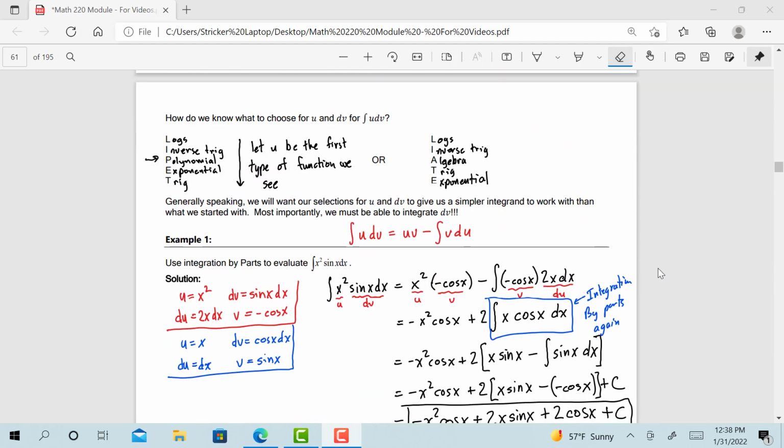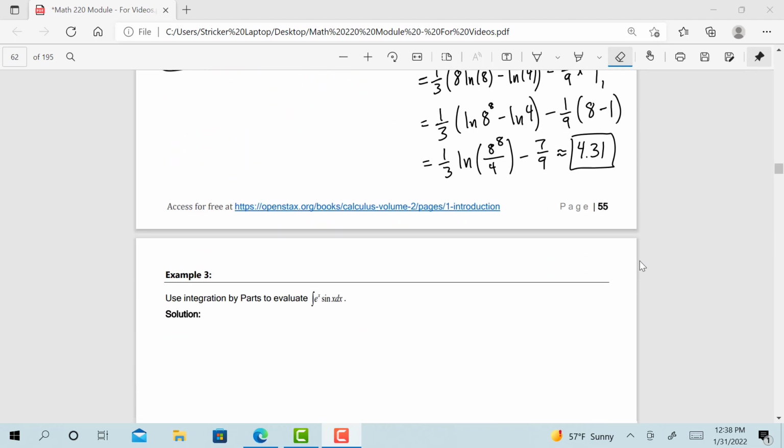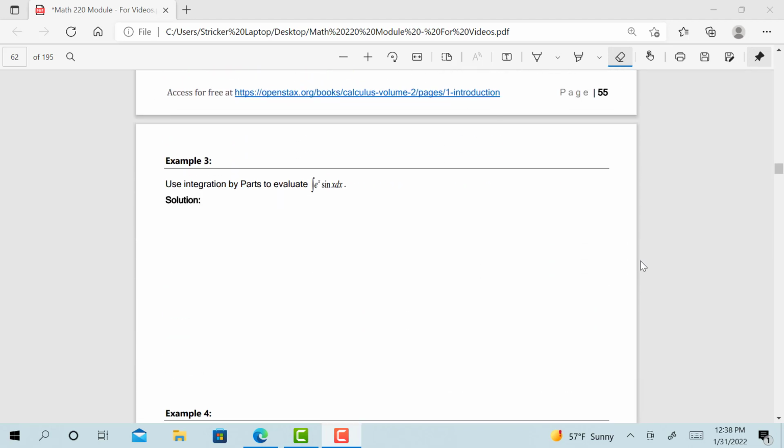And if we go back and look at our mnemonics, we can see that exponential and trig are both at the bottom of the list, and it doesn't really matter which one you pick. I'm going to go ahead and let u be sine x. So if u is equal to sine x, then that means dv is going to be e to the x dx.